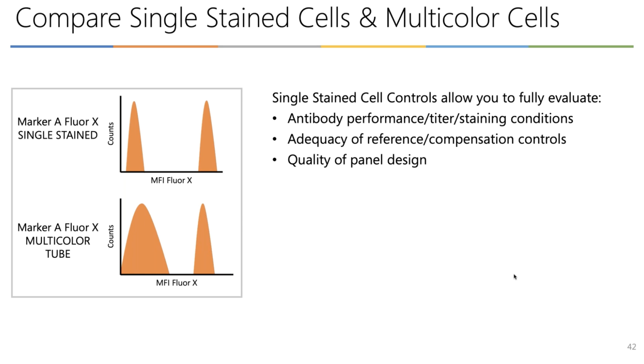And going back to the single stain cells, they are a key control, in my opinion. A lot of you ask, do I really need to stain single stain cells? I want to stain beads only. Well, if you take the time once, when you're optimizing your panel, to stain single stain cells, you're going to get so much information and save so much time. You're going to have information about the antibody performance, if your titers are correct, if your staining conditions have been optimized, and if your reference controls that are beads are going to be good for the cells.